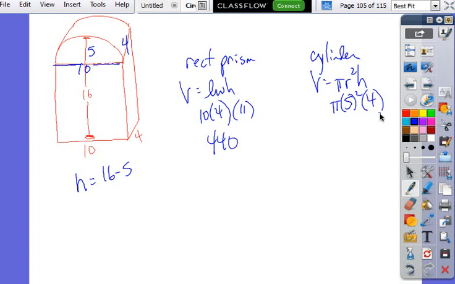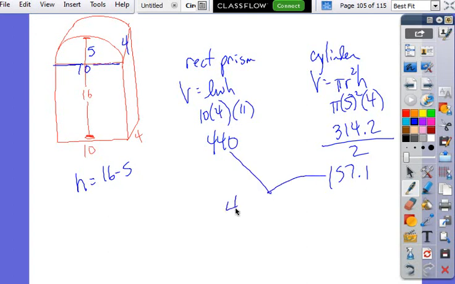That would be 314.2. But this is the whole cylinder, and I only have half of a cylinder, so I take that 314 and divide by 2. Then I take these two measurements and add them together, and that will tell me the total volume that I'm dealing with.